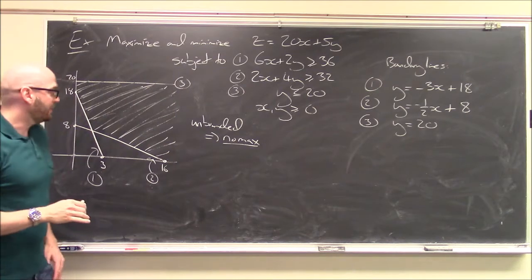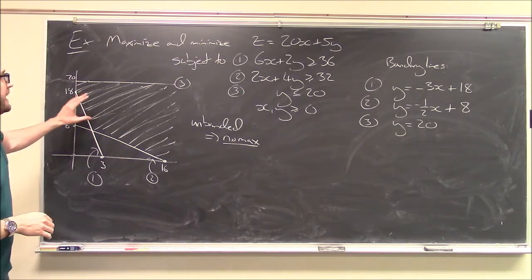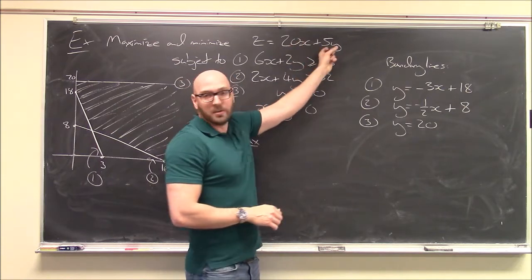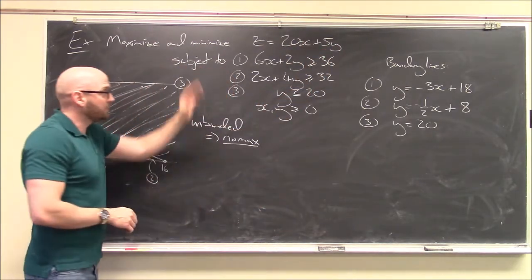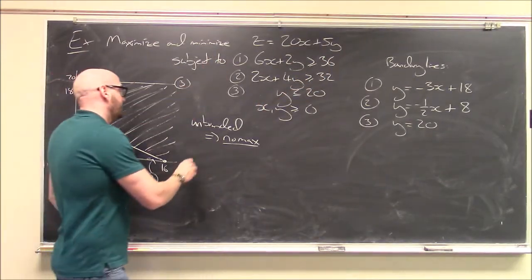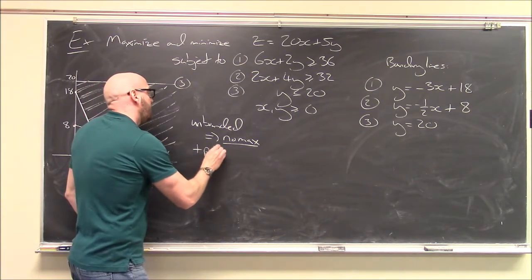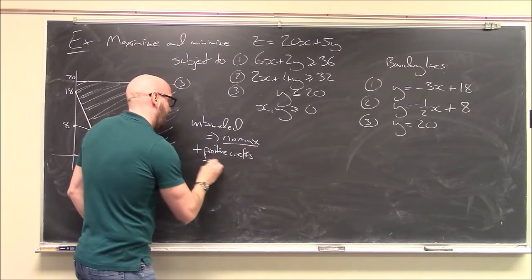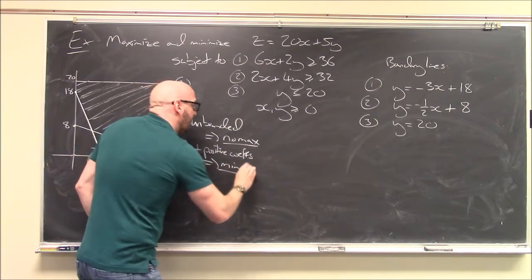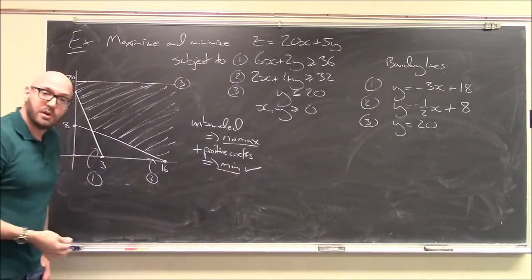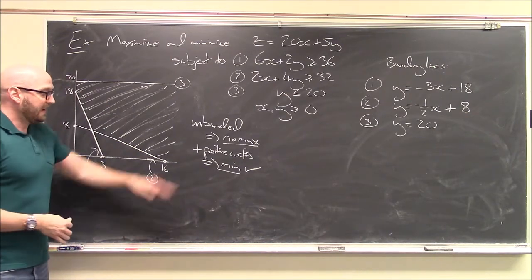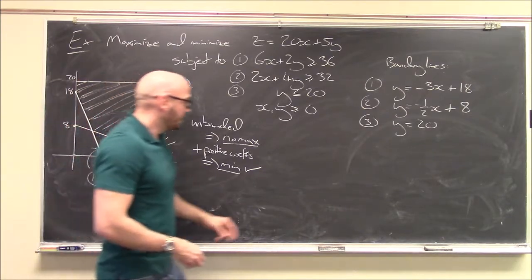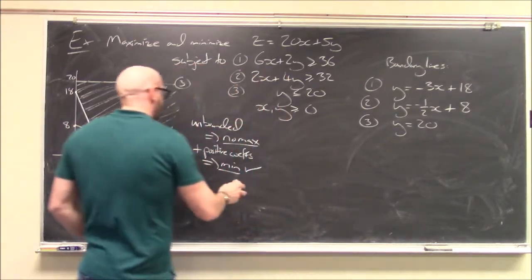But I could still have a minimum. I just have to ask, are the coefficients to my objective function positive? The answer is yes, they're both 20 and 5. Unbounded, but I do have positive coefficients. So we do have a minimum. So we're going to keep going with the problem. If I had no minimum as well, I would state that. No max exists, no min exists, and we'd be done. But I know a minimum exists, so we'll keep going. We'll find the minimum.